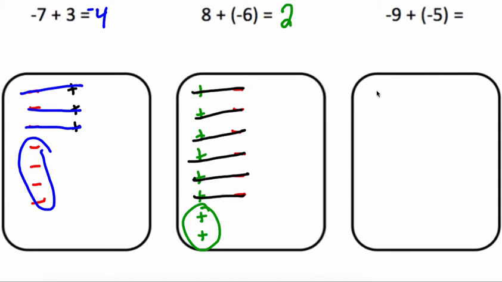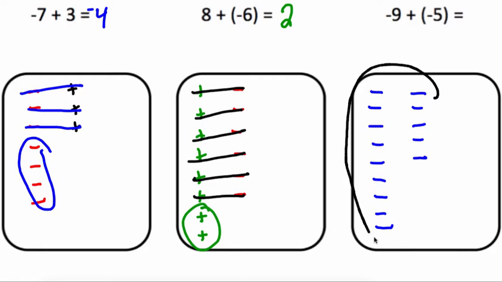The last one tends to be a little tricky, so be careful. So I have 1, 2, 3, 4, 5, 6, 7, 8, 9 negatives, plus 1, 2, 3, 4, 5 negatives. Well, a negative and a negative don't cancel each other out. It just becomes more negative. So when they both have the same signs, nothing is going to get canceled out. So we just add them together. Together, I have 14 negatives. So I have an answer of -14.